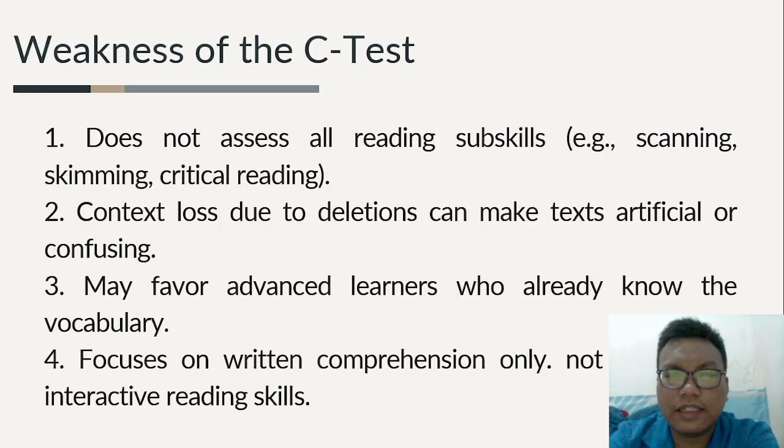And what are the weaknesses of the C-test? First, the C-test does not assess all reading subskills, for example, scanning, skimming, and critical reading. Second, context loss due to deletions can make the text artificial or confusing, like maybe some words that have the same letters from the start but can have different meanings. Third, it may favor advanced learners who already know the vocabulary. And fourth, it focuses on written comprehension only, not oral or interactive reading skills.